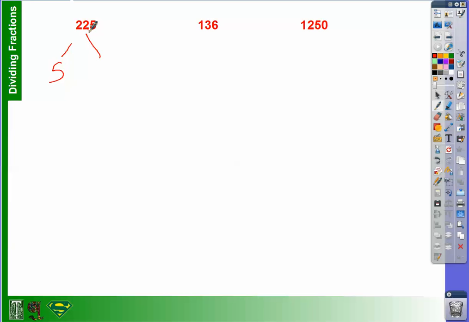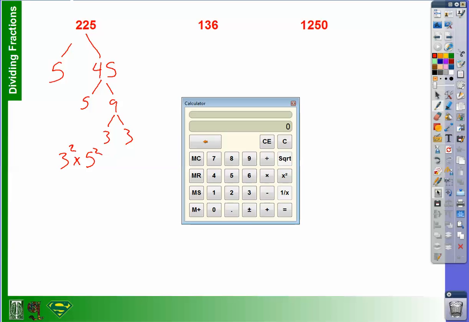well, 5 goes into 20 4 times, carry the 2, so it goes into 45 times, right? Well, what number goes into 45? I know that 5 and 9 both go into 45. 9 can be described as 3 times 3. So my prime factorization is going to be 3 squared times 5 squared. And I can double check my math here, which is always a helpful thing.